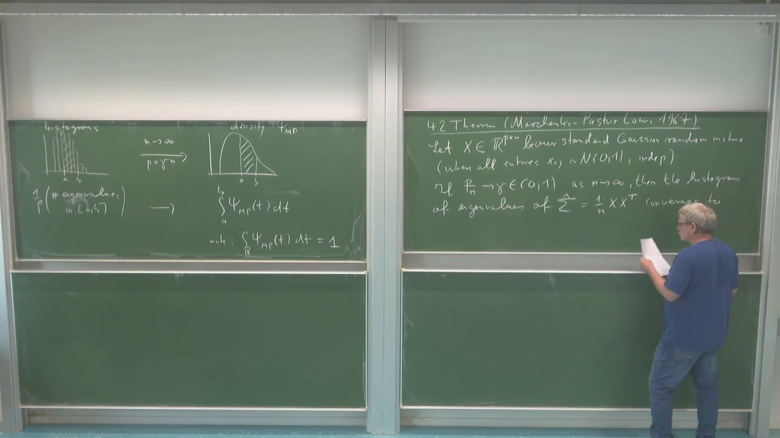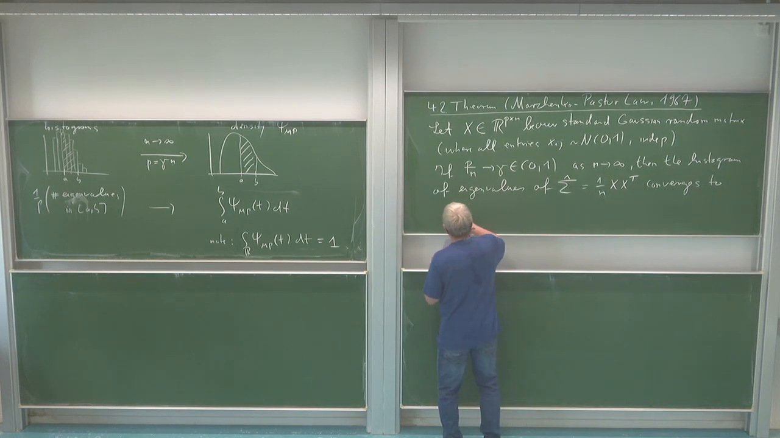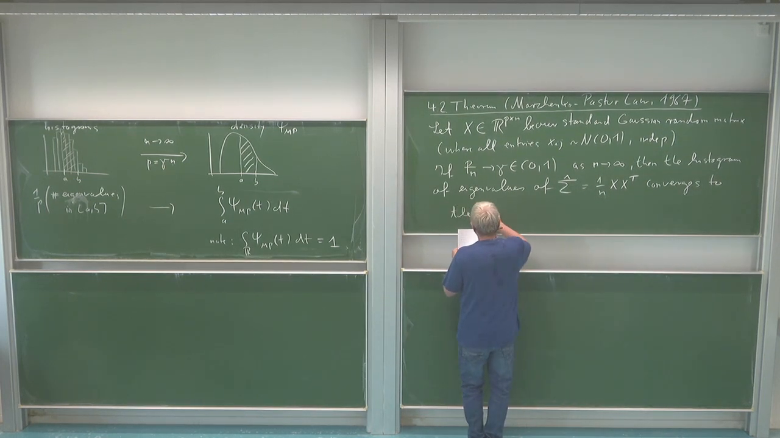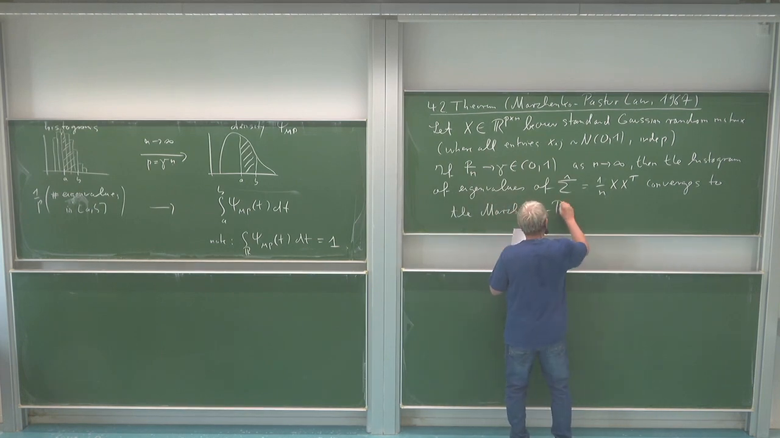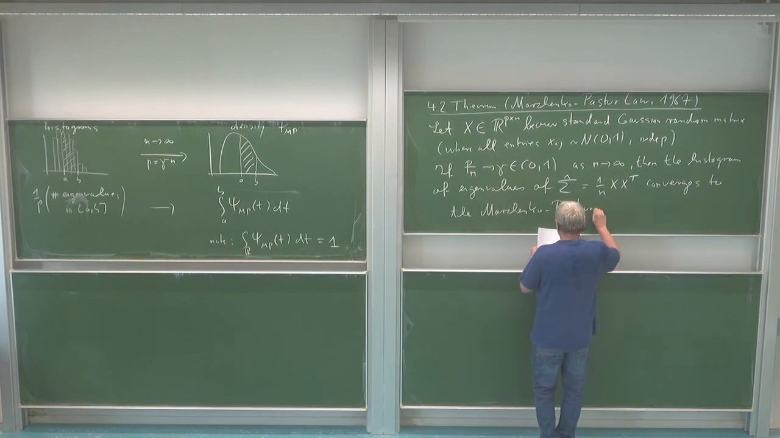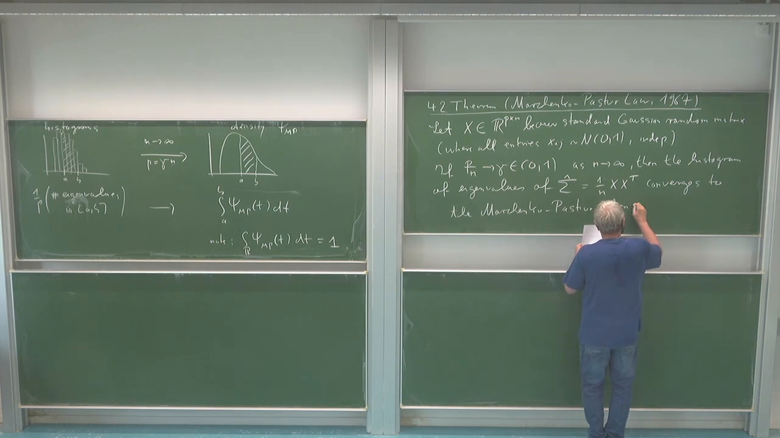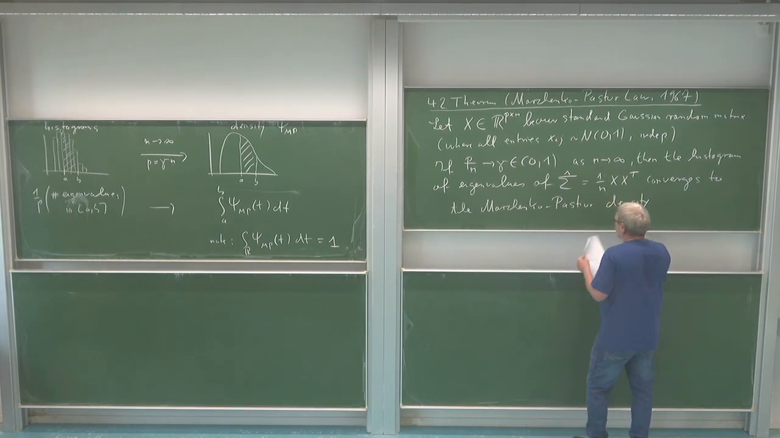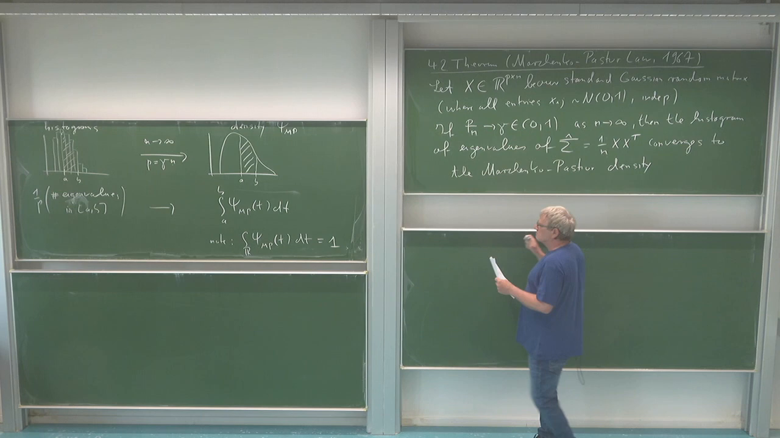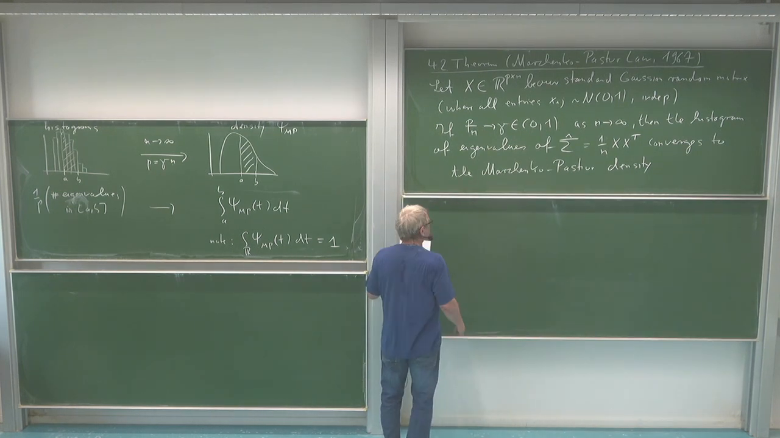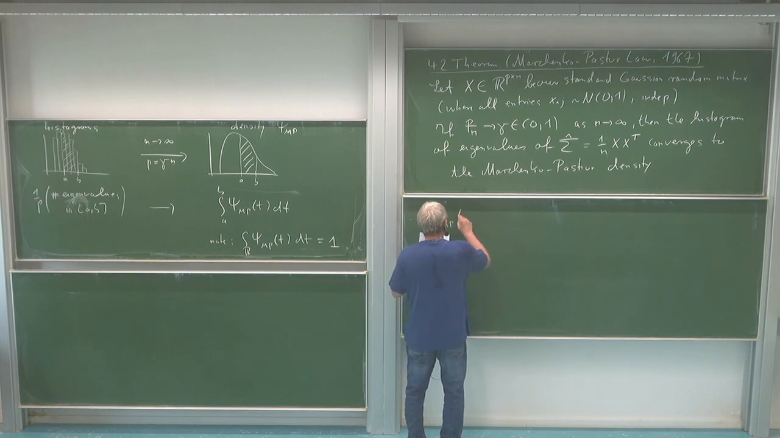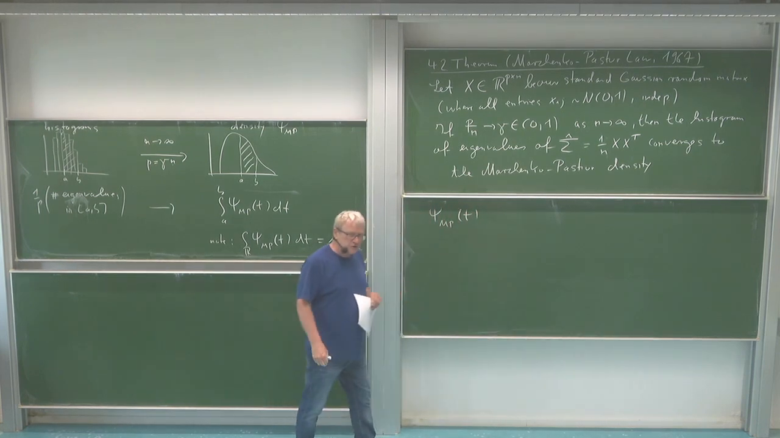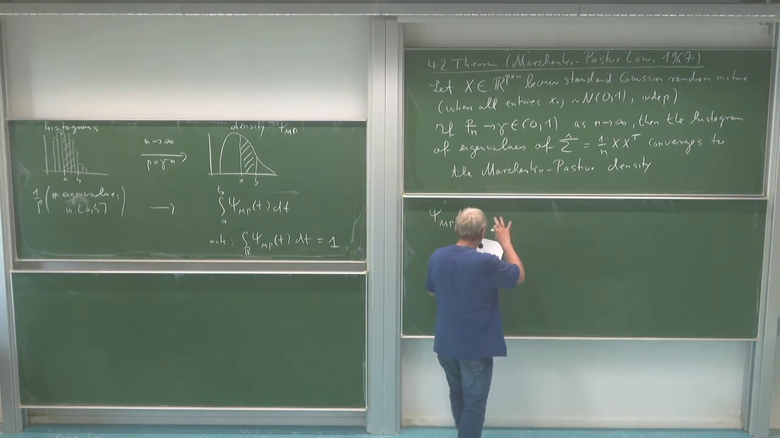So the histogram of the eigenvalues of this converges to the so-called Marchenko-Pastur density, which I just call psi_MP, but for which I can write down a formula. And of course it depends on gamma, so maybe I should also put a gamma somewhere, but we have gamma fixed here.